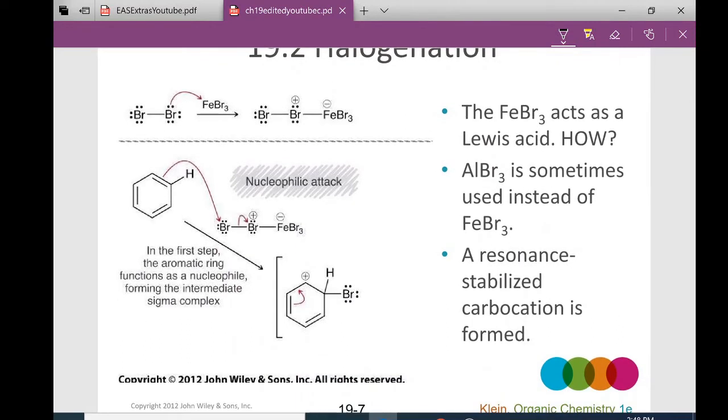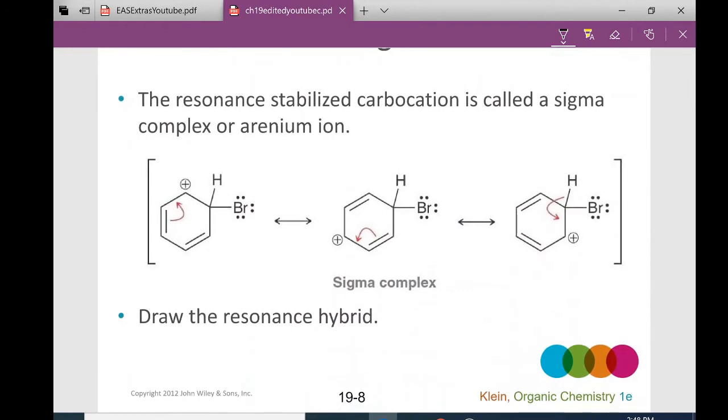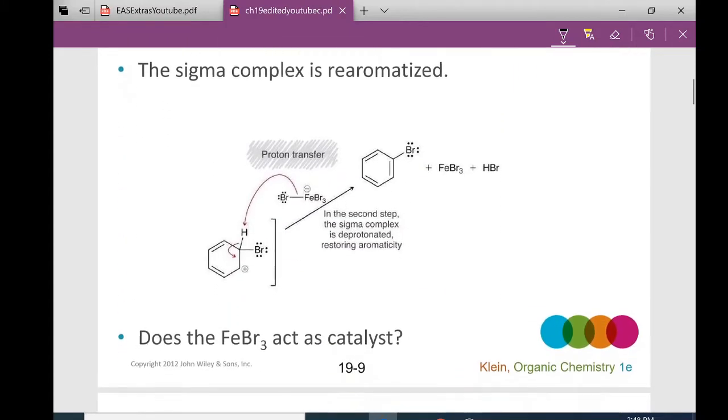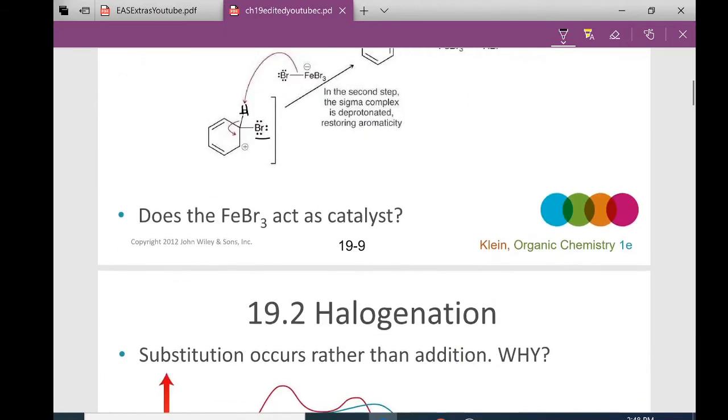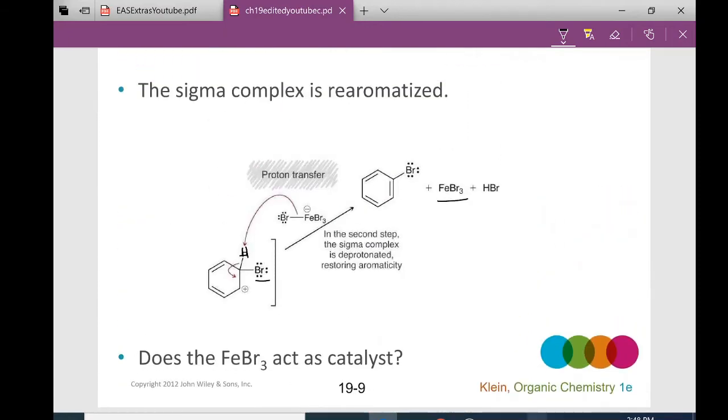So in the first step, the benzene ring acts as nucleophile, attacking the bromine with a positive charge, and then aromaticity is broken, and we can draw a resonance structure for the sigma complex. Okay, so the sigma complex has resonance with the positive charge all around the ring. And in the last step, aromaticity is restored by removing the hydrogen that was on the ring and leaving the substituent, which in this case is a bromine. So the iron tribromide is a catalyst in this reaction.